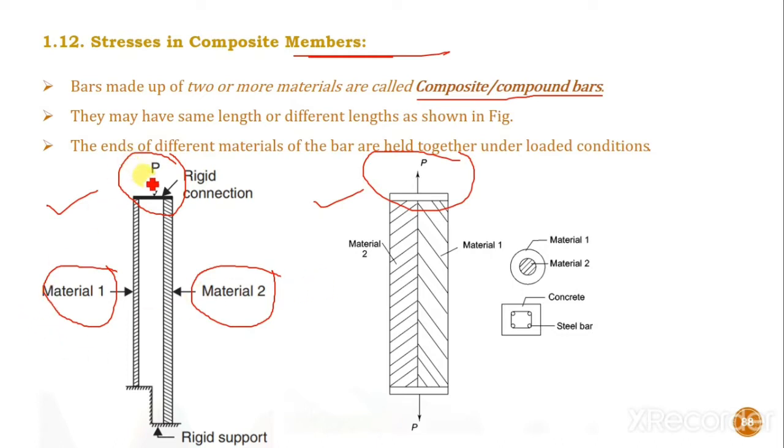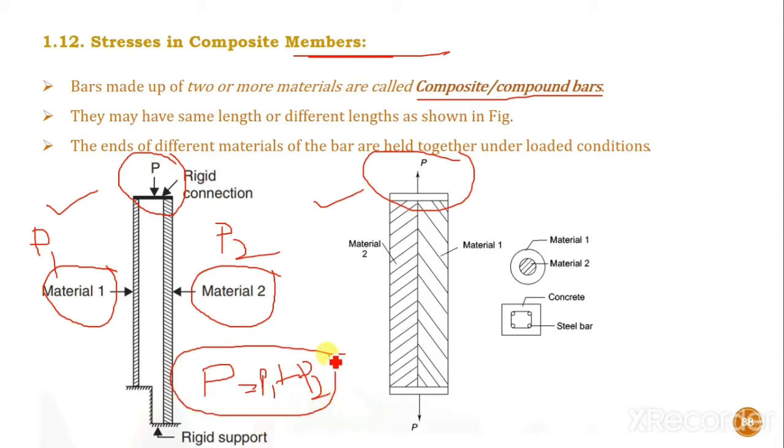For example, if P is the total load acting on this composite member, material 1 takes a load of P1 and material 2 takes a load of P2. So the total load P is equal to P1 plus P2. P1 can be equal to P2, but that is not necessary, and most of the time P1 is not equal to P2. That is not of much importance here, but remember this equation, the first equation: P equals P1 plus P2.